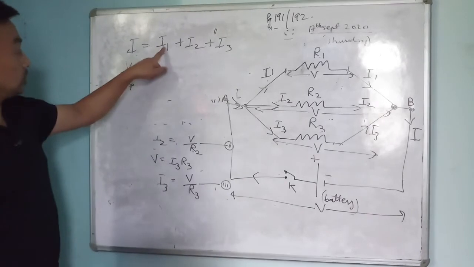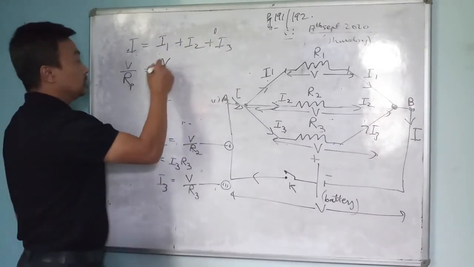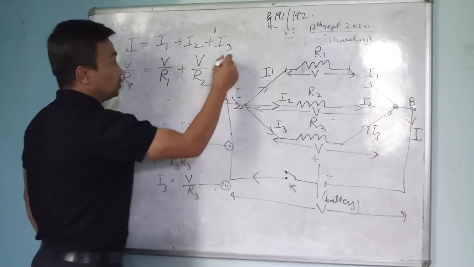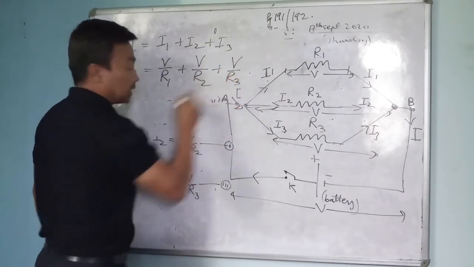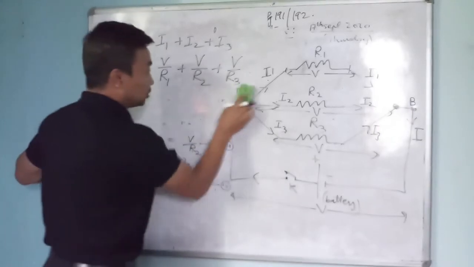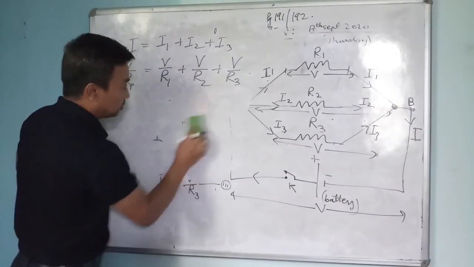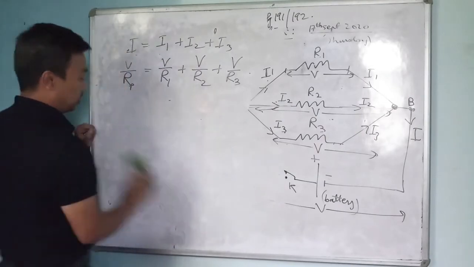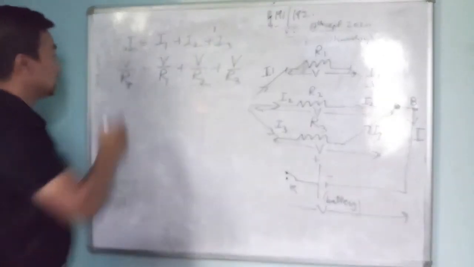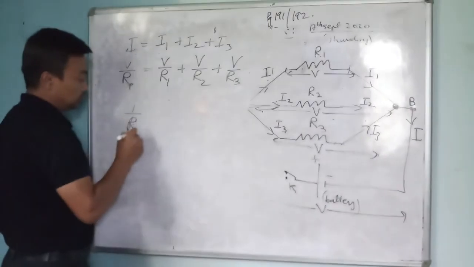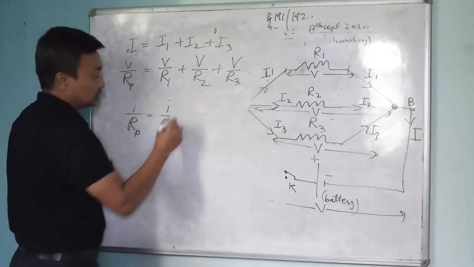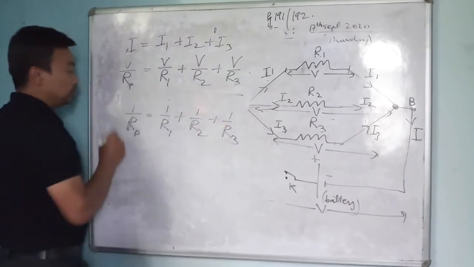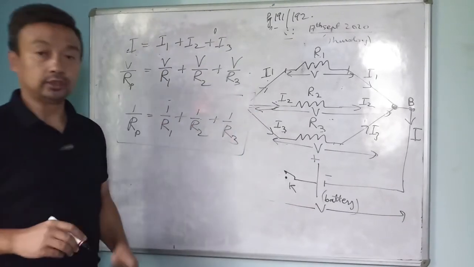Okay. What was I1 you got just now here? V upon R1. I2, what you got? V upon R2. And I3, what you got? V upon R3. So let us take this quickly now. After looking at both the sides, the V will be cancelled from both ends. So we will get 1 upon RP equals 1 upon R1 plus 1 upon R2 plus 1 upon R3, like this. So this will be the equivalent resistance in the parallel.